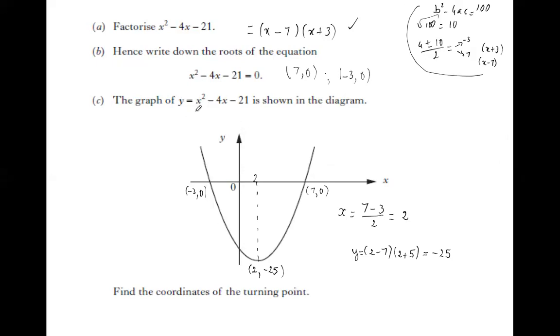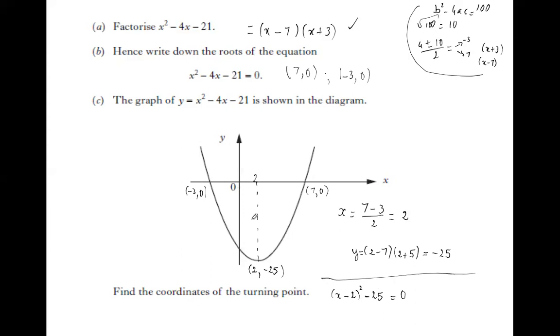Or if you were stuck with this, you would think, how can I get this? You remember there's another way of completing the square. So you would say x squared minus 4x is (x minus 2) squared. But because you add 4, you need to take away 4. Minus 4 minus 21 is minus 25. And you can get your value now.